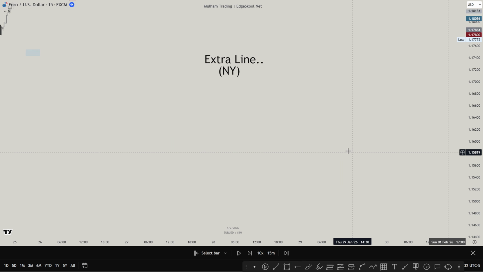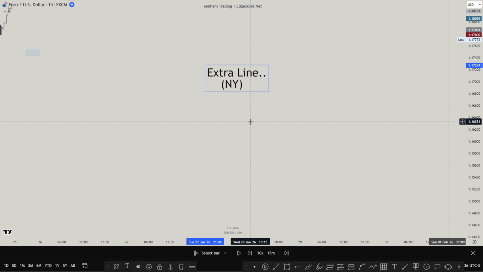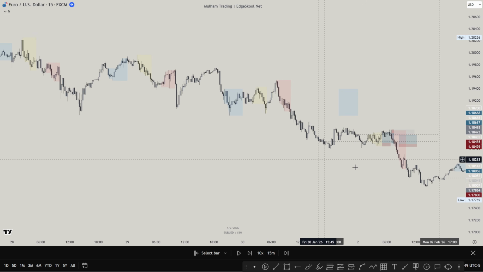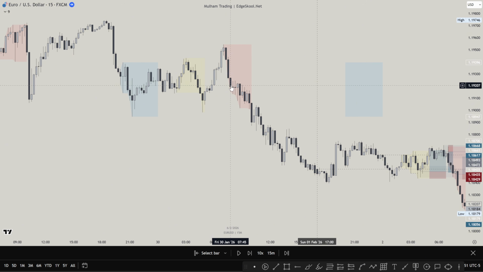So let's talk about the extra line, which is the one that's going to be on New York. Now we have the two lines. These are the major ones. However, if you want to have more opportunities, or I'll say more refinement when it comes to the New York session, you can use this. Now, these are the examples here. The timing is going to be for New York.